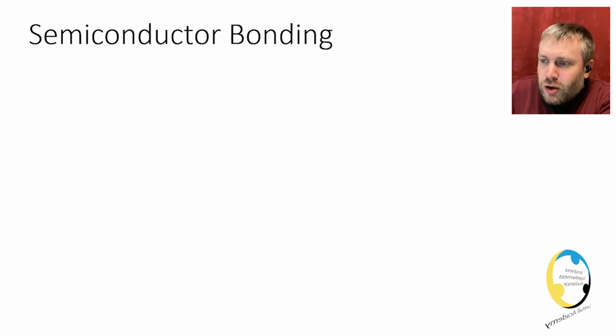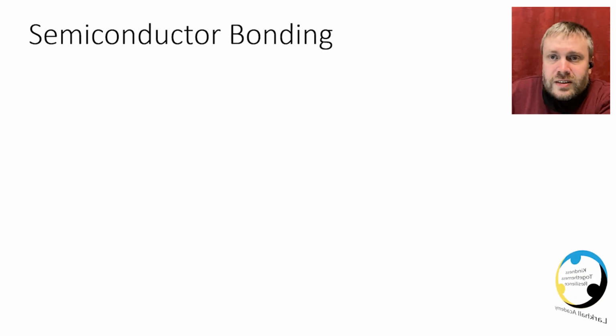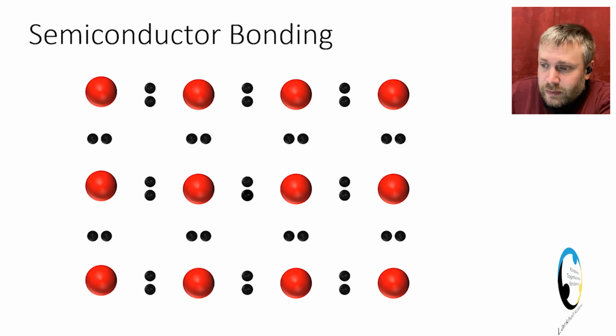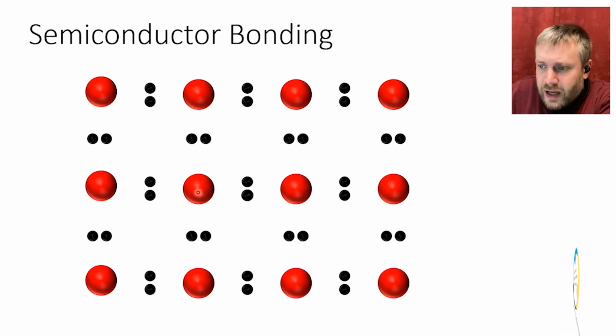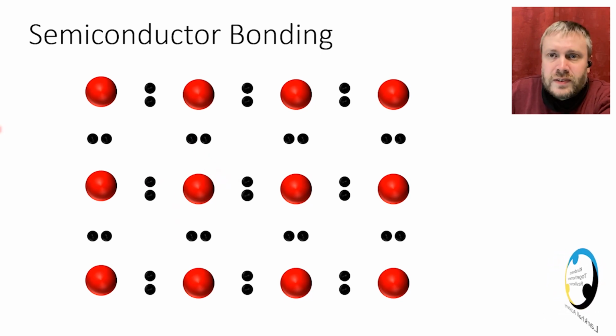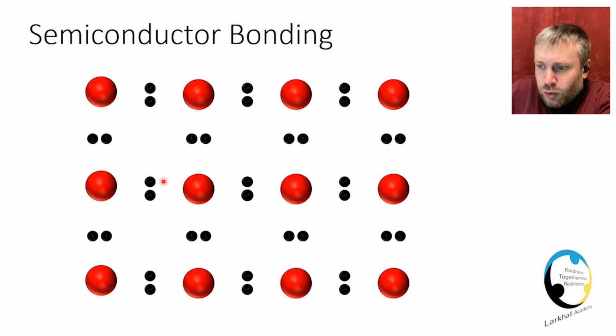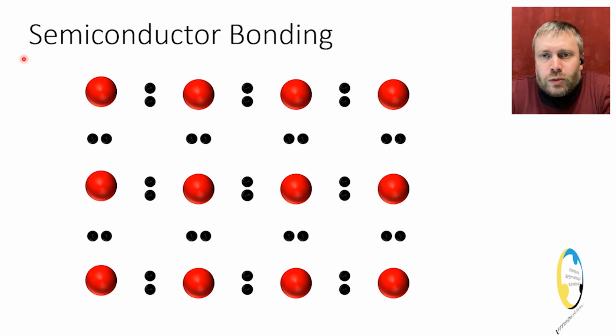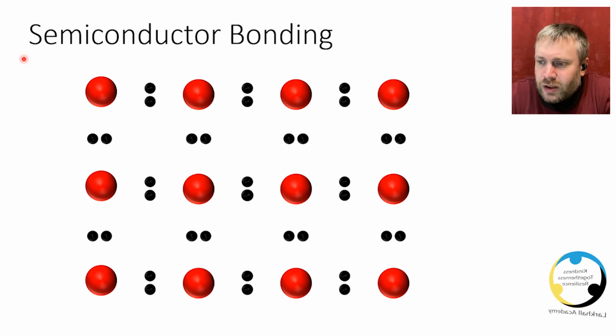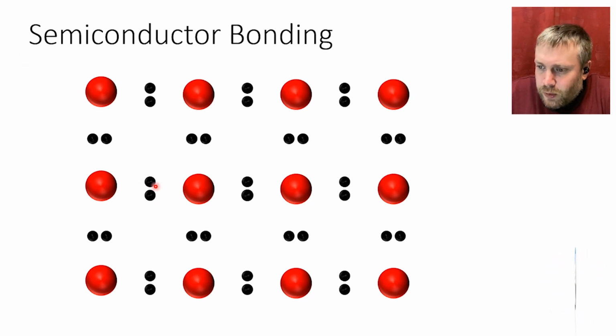So semiconductor bonding. Now we looked at this last time, so I'm just going to bring up that same diagram that we started with. Here we've got our positively charged nuclei, and they are surrounded by four electrons in that outer valence band we're looking at here. So we're ignoring all those filled energy levels further down. We're just looking at this outer valence band, where we're going to have 4 electrons.